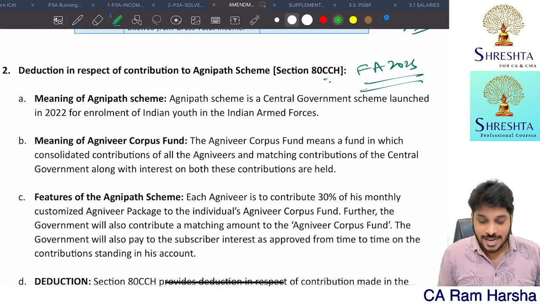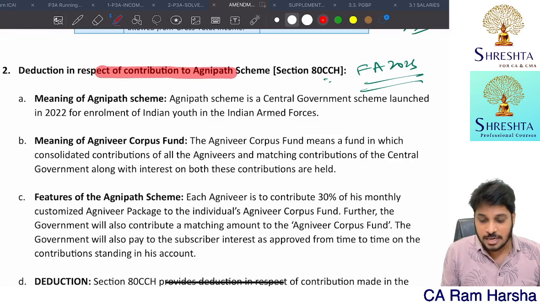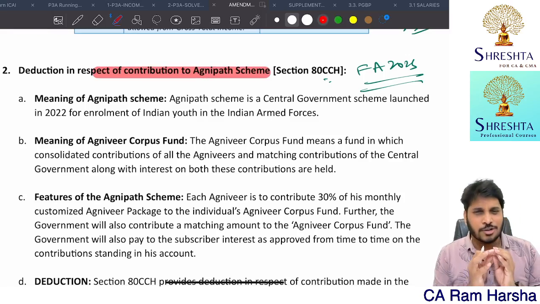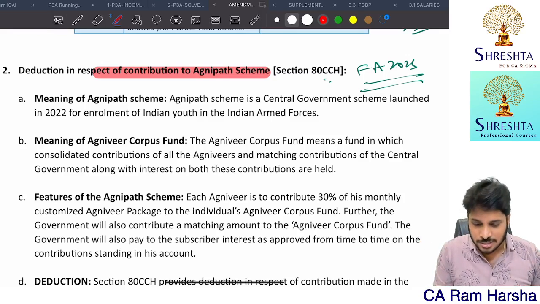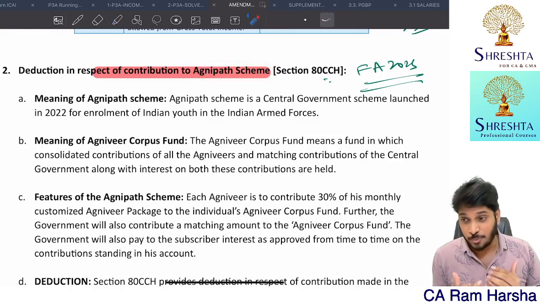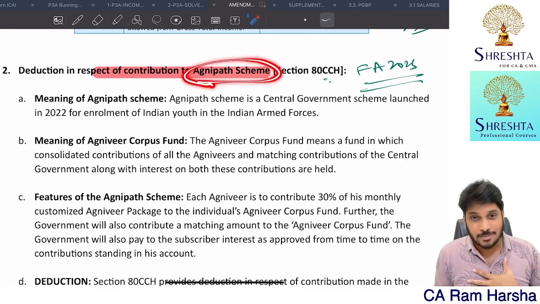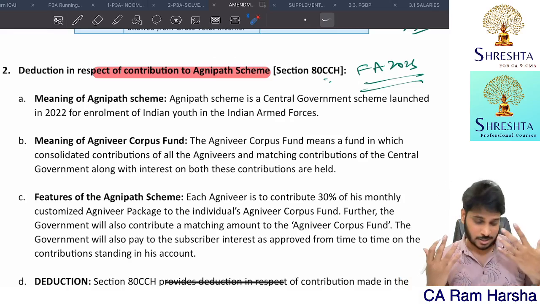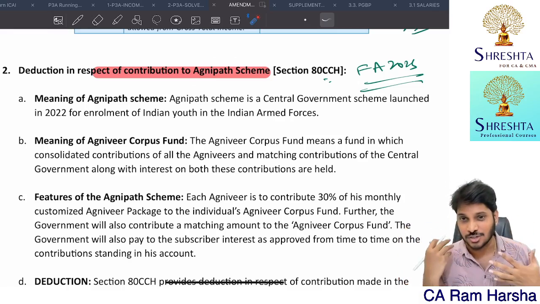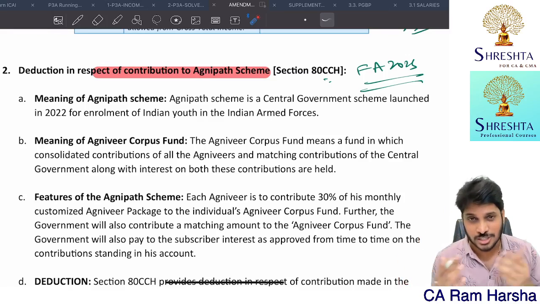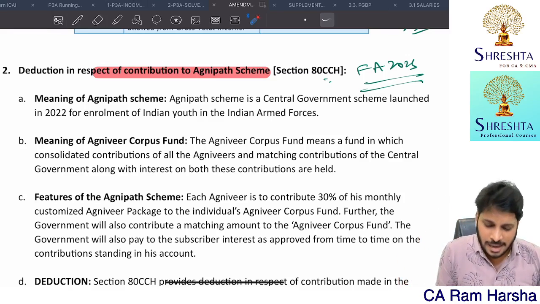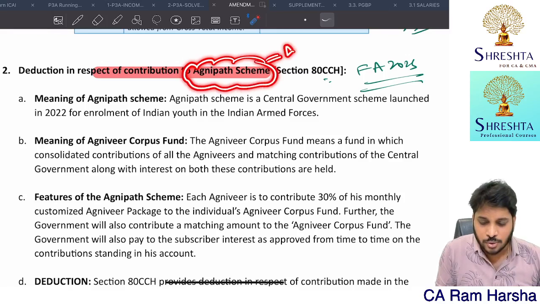Now, deduction in respect of Agnipath scheme. There is a lot of political drama going around this Agnipath scheme, that government is spoiling the youth. Instead of creating jobs, they are launching all these schemes and all. The opposition is claiming all this, but God knows what are all the intentions of the ruling party and why opposition oppose it. That's a different thing. But I personally feel Agnipath scheme is a really wonderful scheme.